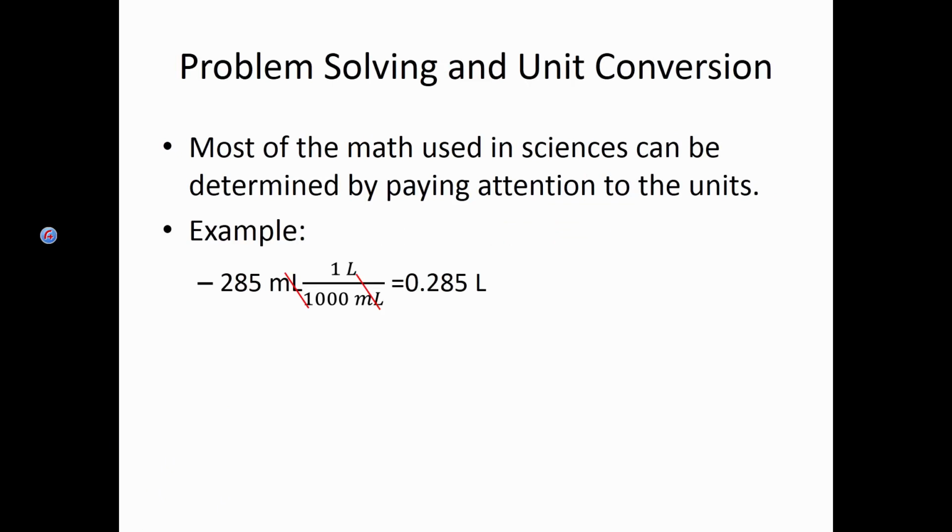When we solve problems with unit conversions, the focus is on the units. Most of the math we do in science courses and science in general can be determined by paying attention to the units. We're showing an example here using the SI system that we've already talked about. So converting 285 milliliters to liters, we're showing how we can write the definition of the milliliter such that those units will cancel out. So the units are canceling to give us the units that we want in our answer.